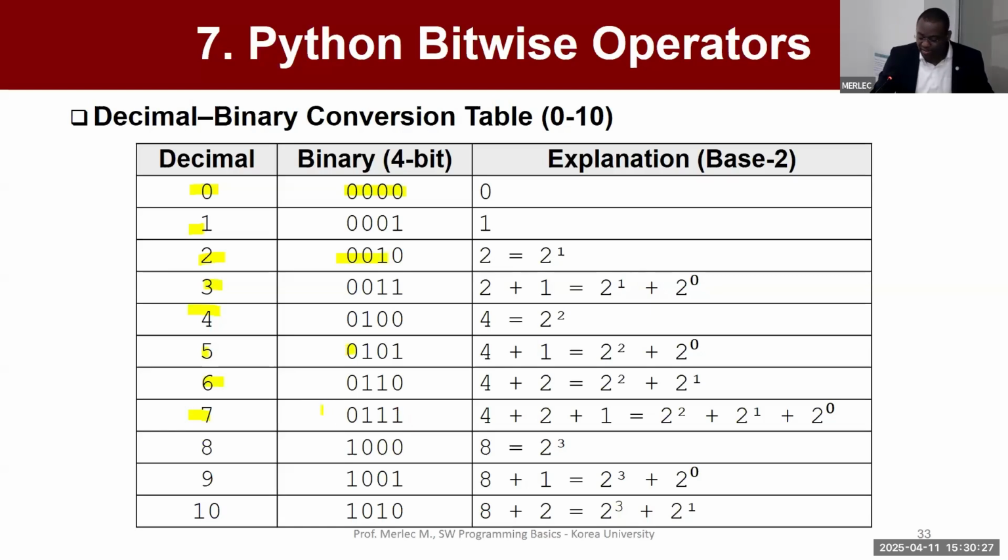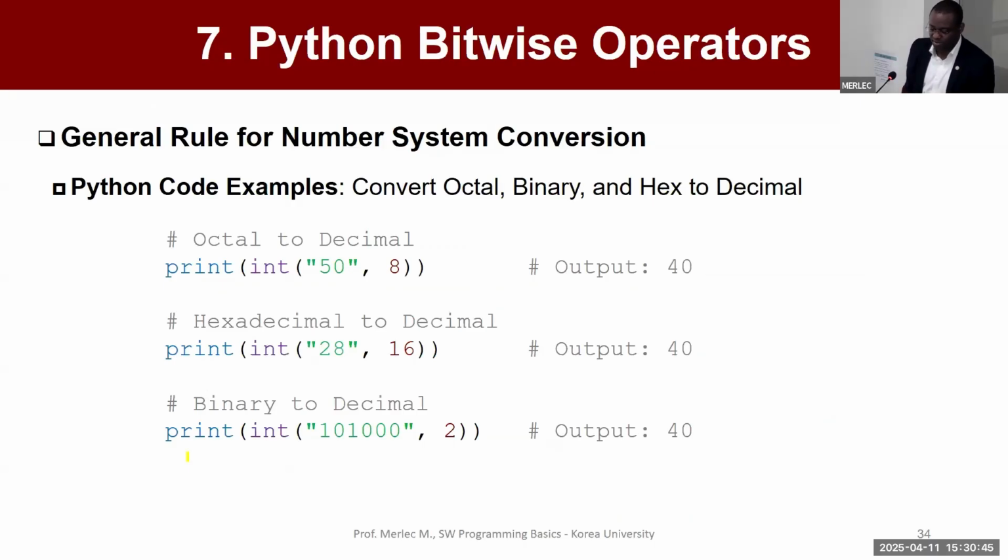Basically, this is the work the computer does. When you provide a numerical number, it always converts it to binary. And then 8 will be 1000. 9 will be 1001. And then 10, 1010.